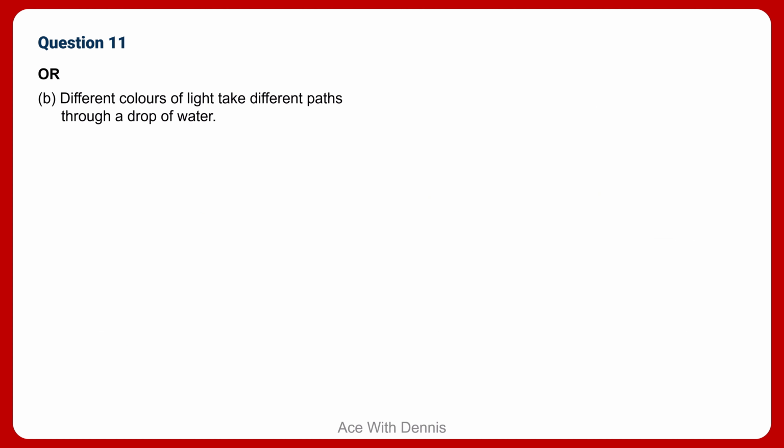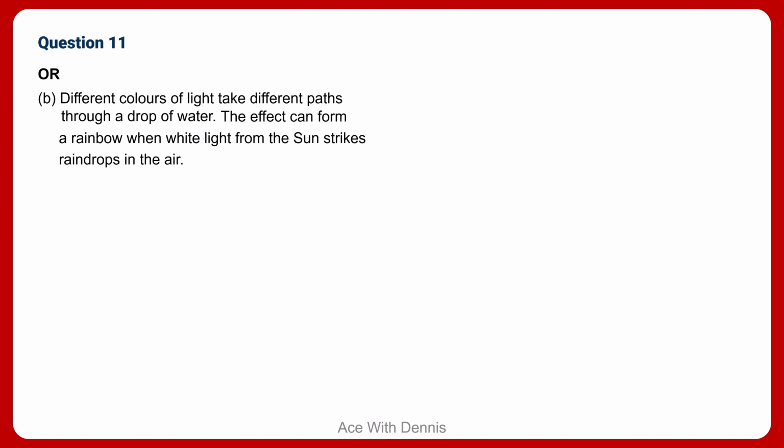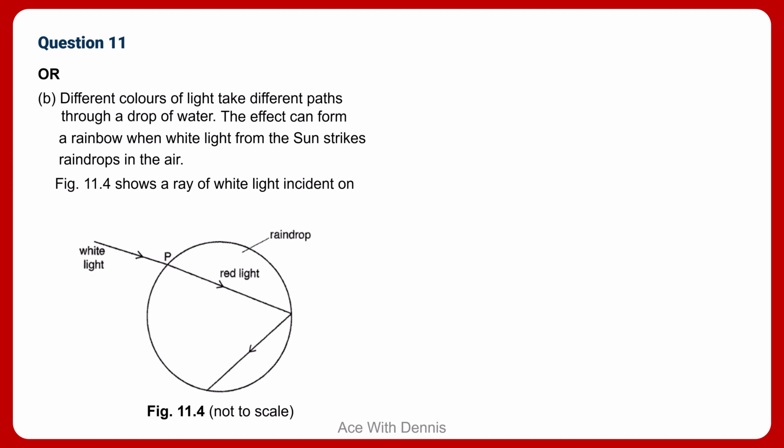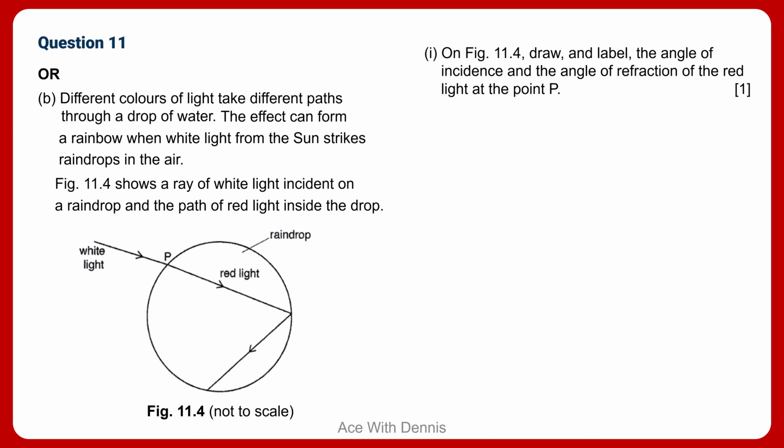B. Different colors of light take different paths through a drop of water. The effect can form a rainbow when white light from the sun strikes raindrops in the air. Figure 11.4 shows a ray of white light incident on a raindrop and the path of red light inside the drop. Part 1. On figure 11.4, draw and label the angle of incidence and the angle of refraction of the red light at the point P. 1 mark.